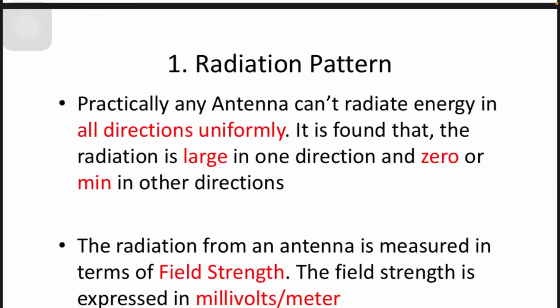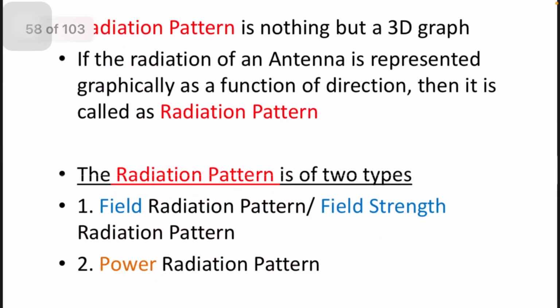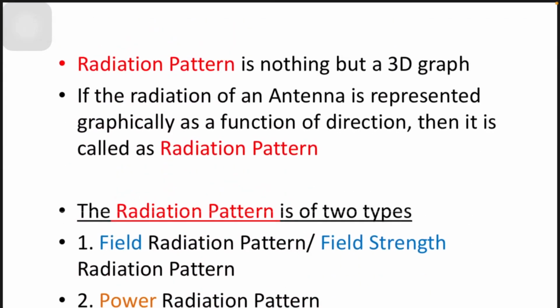Radiation pattern. Practically, any antenna can't radiate energy in all directions uniformly. It is found that the radiation is large in one direction and zero or minimal in other directions. The radiation from an antenna is measured in terms of field strength. The field strength is expressed in millivolts per meter. Radiation pattern is nothing but a 3D graph. If the radiation of an antenna is represented graphically as a function of direction, then it is called radiation pattern.